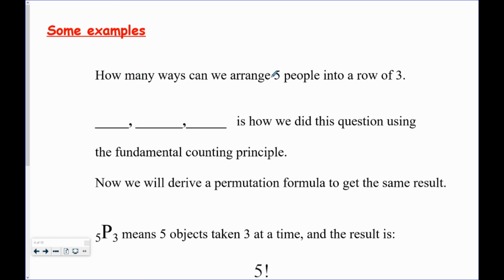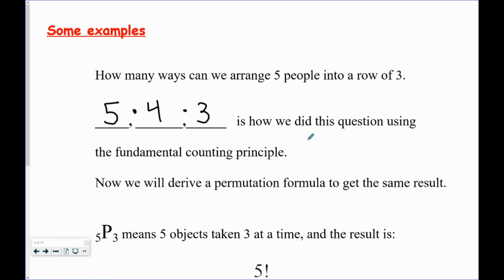How many ways can we arrange 5 people in a row? Well, fair enough. We've got 5 people. So for the first person, we've got 5 choices. For the next person, we've got 4. And it's going to be multiplication happening here. And then for the last option, we have 3 people. This is the fundamental counting principle.